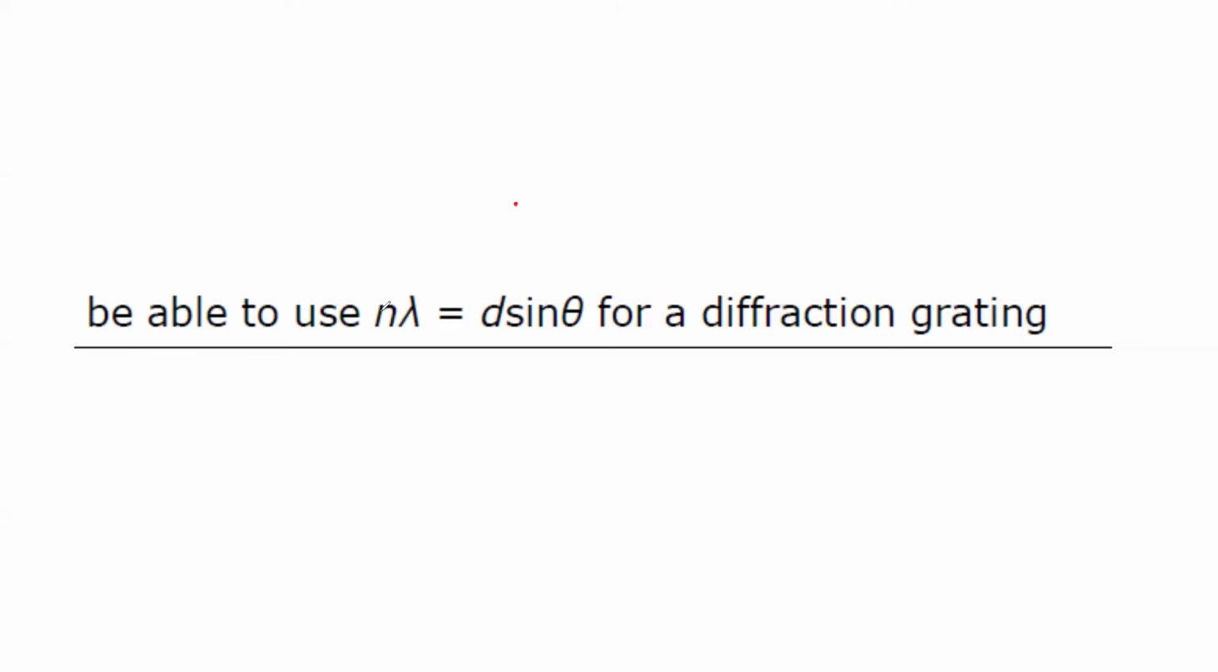So how are we able to derive the formula d sine theta equals n lambda? Derivation of this formula: we can derive it for Young's double slit experiment, with two slits, or we can also use a diffraction grating.